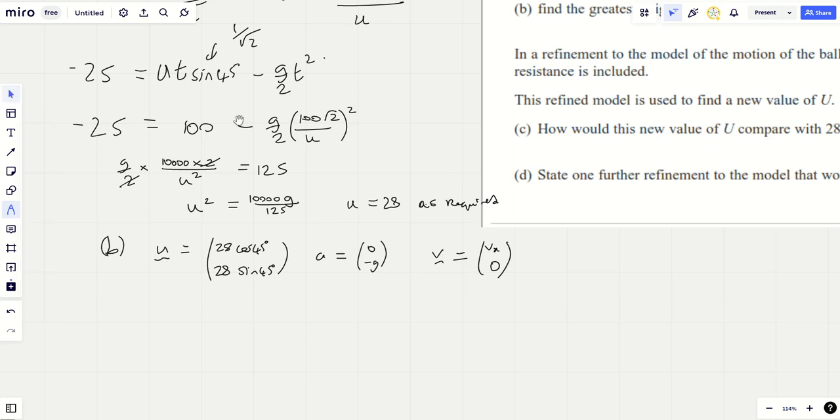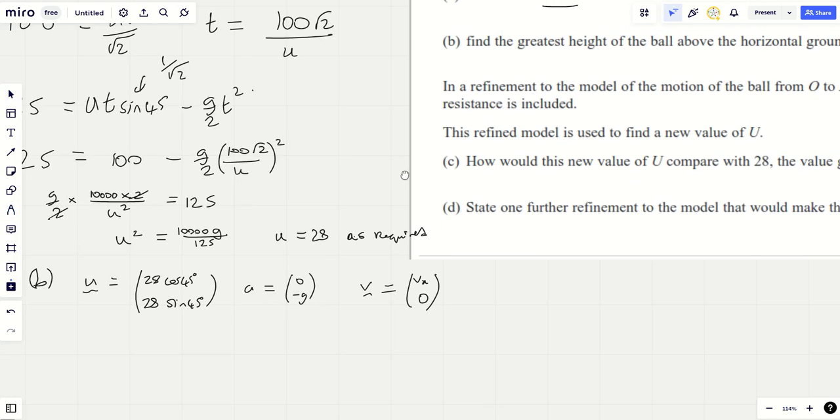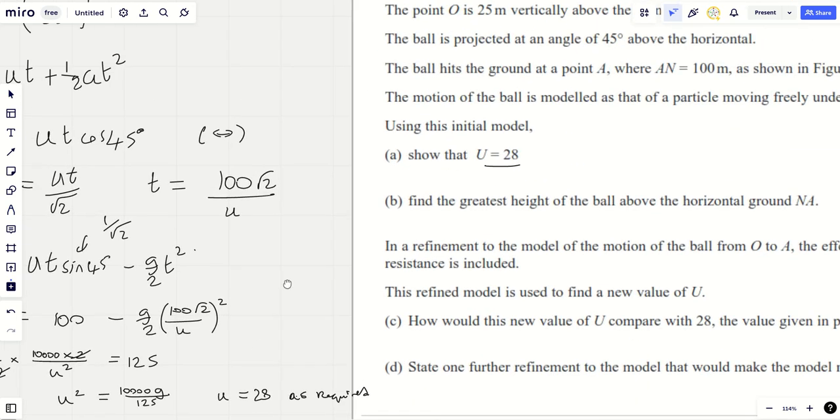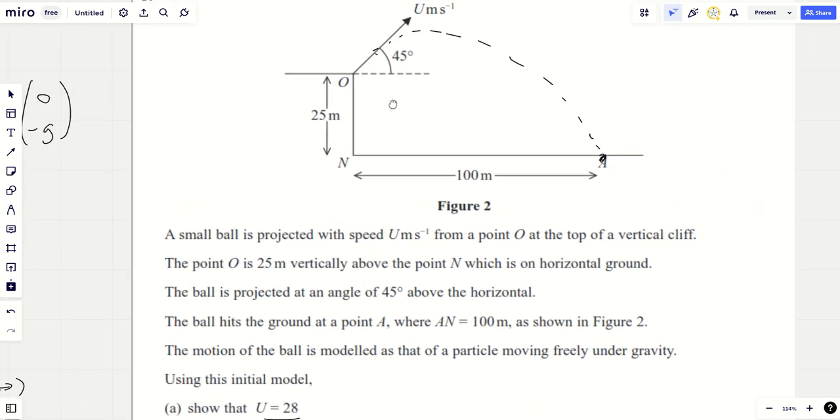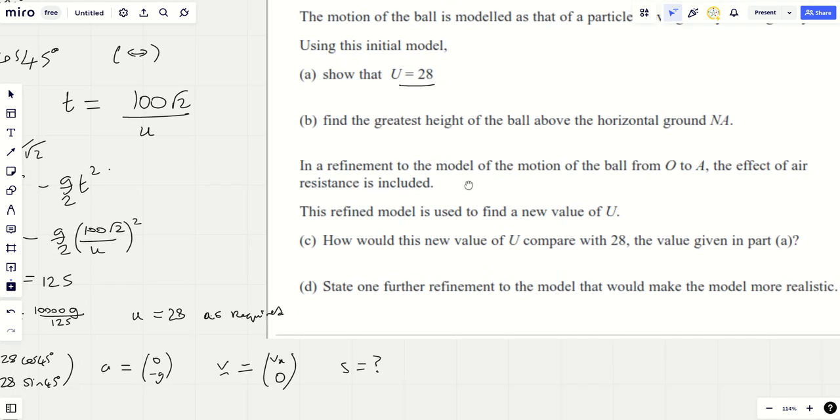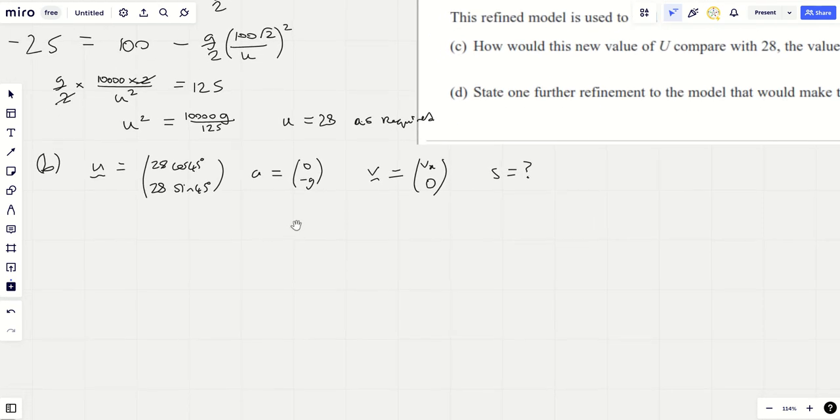And now what are we trying to find here? I've forgotten. The greatest height. So you're looking for S, yeah? But remember that when you find S here, on these questions, I'm at pains to point out your origin is always where you start. And so it's going to tell you how high you were above the origin, and you're going to have to add on 25 if you find the greatest height above AN. So we will need to add on 25 at the end. Okay, so let's do it.